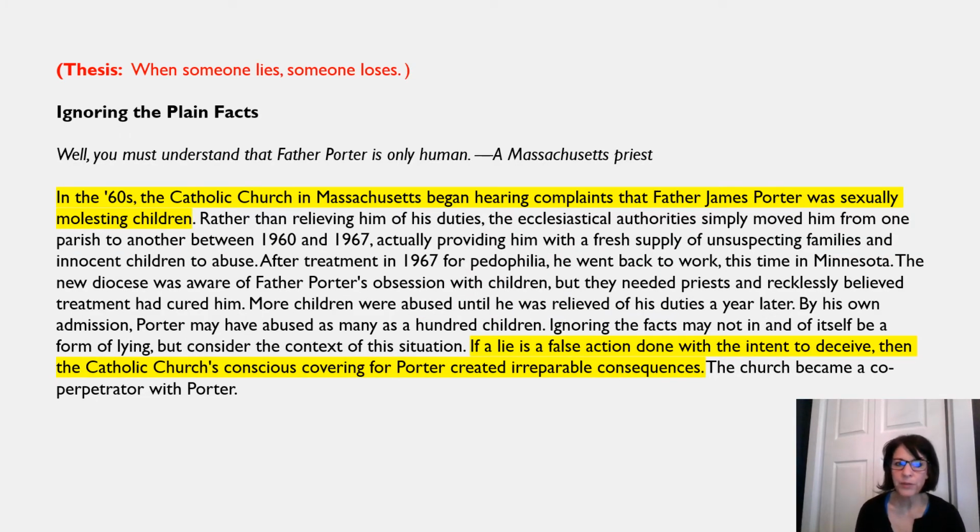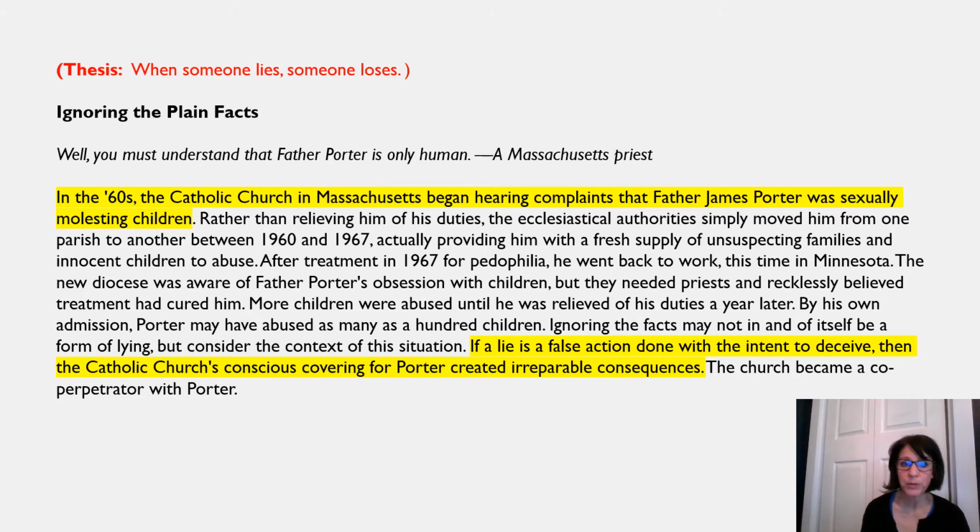Here's another one of those divisions, ignoring the plain facts. And so this is one not so much about a verbal lie, but the sort of failure to speak up. Remember that lying is both verbal and action. And this one, which she's using, is a typical example. So she's taking something right out of the newspaper.